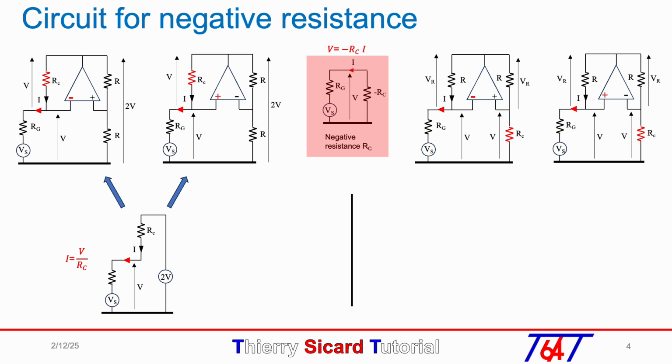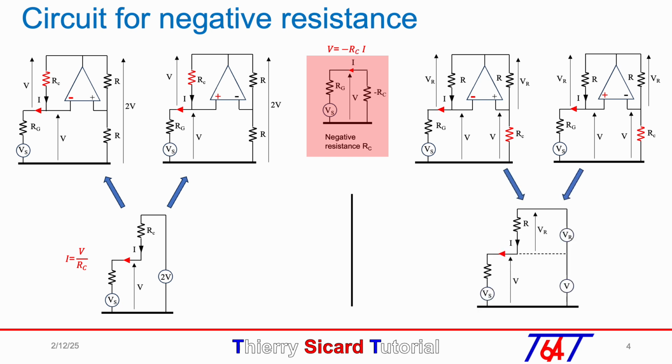The voltage V is across Rc, so VR equals R over Rc times V. Since VR is applied across the other resistor R connected to the source voltage input, the red current is VR over R. If we replace VR, we get the red current I equal to V over Rc.